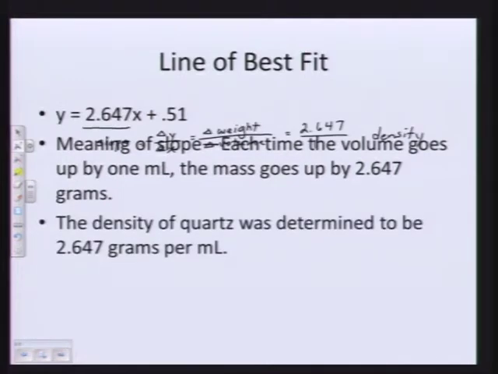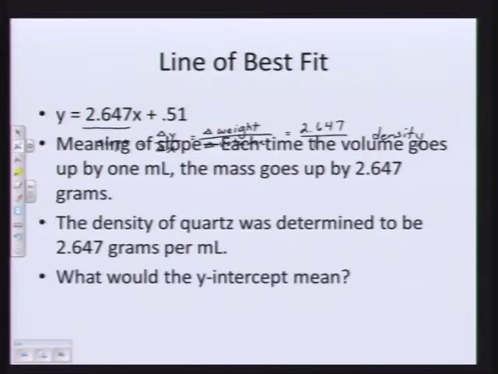So we determined experimentally from these samples that the density was 2.647 grams per milliliter. We decided that the y-intercept would be, if the volume were 0, the weight would be 51 hundredths of a gram. And that's just the line of best fit for that data.